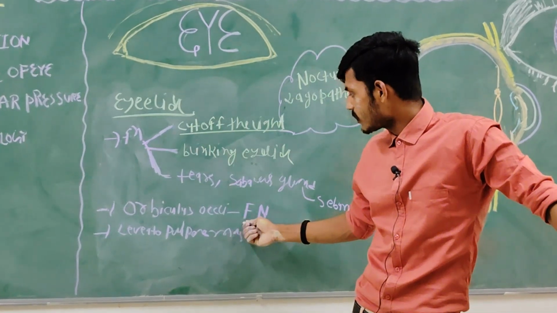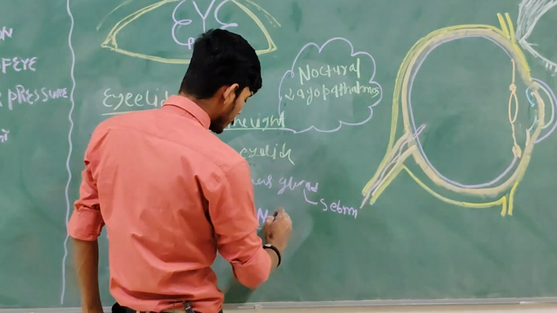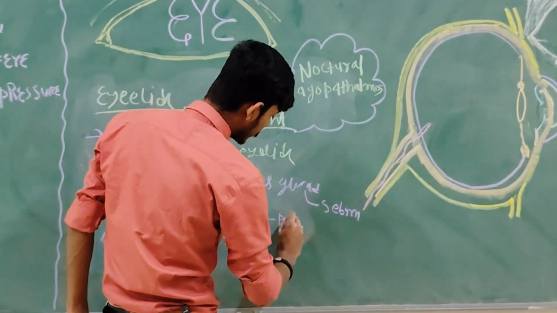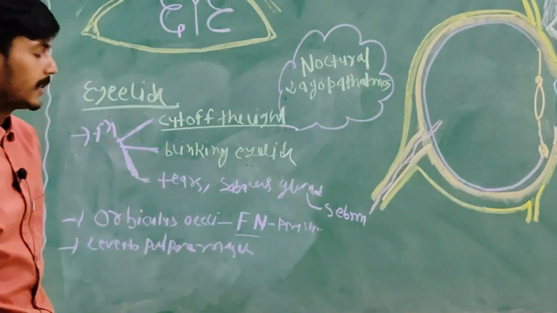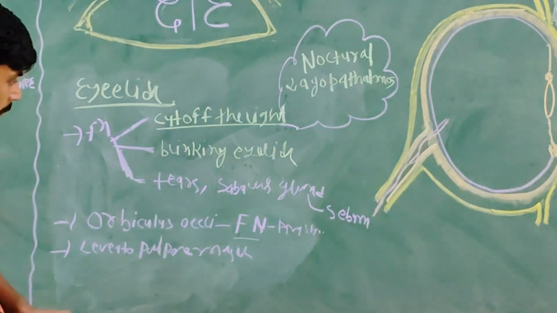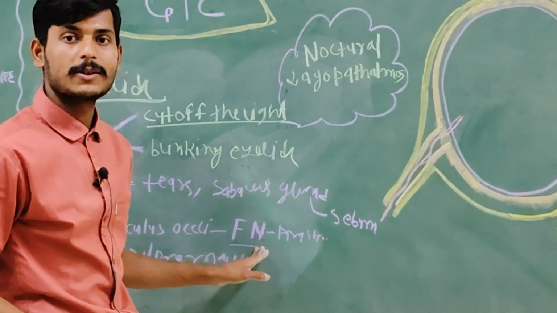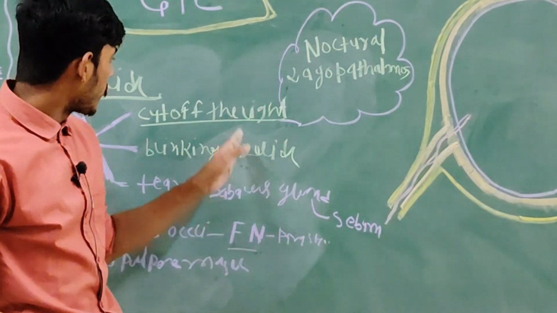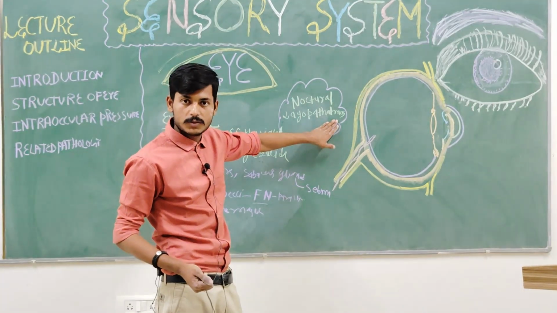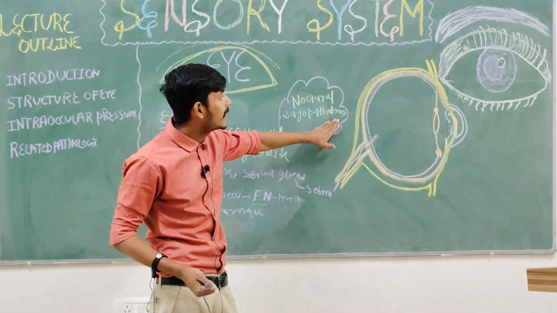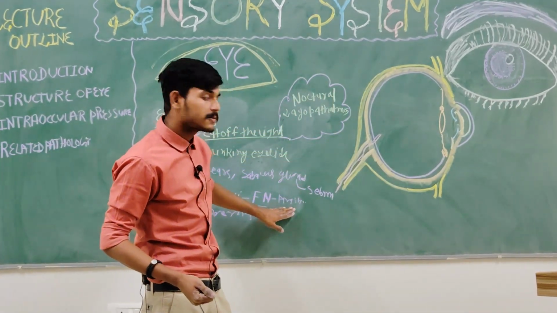So why are they involuntary? Because they are supplied by the facial nerve, and the parasympathetic supply, that's the facial nerve. Now the facial nerve also has the somatic supply, as I told you. In these patients with nocturnal lagophthalmos, persons who are unable to close their eyelid while they are sleeping at night, these nerves got damaged.